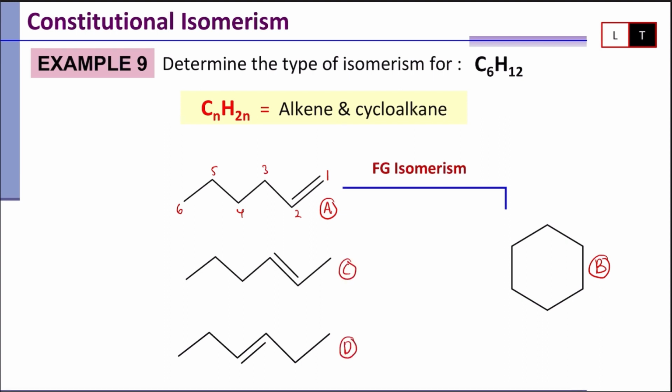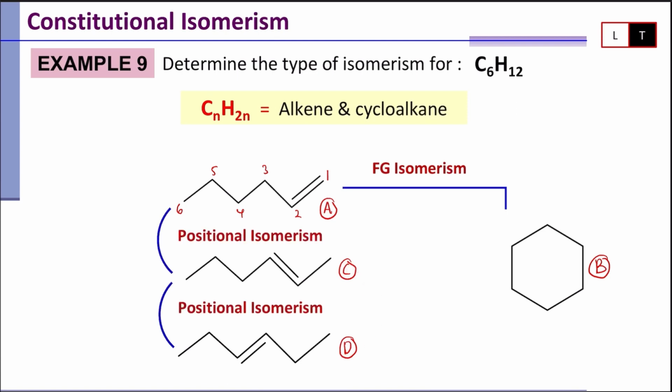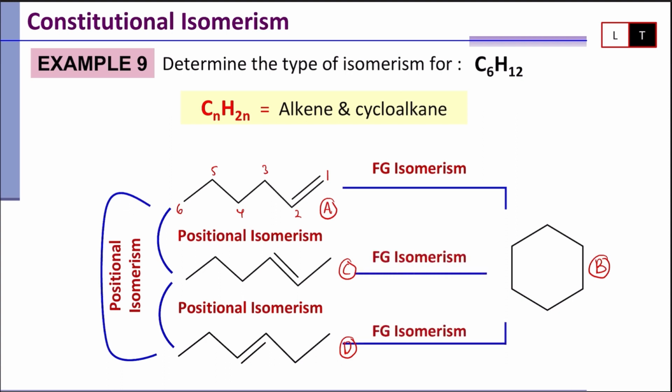So, between A with C, C with D, awak buat positional isomerism, sebab awak ubah the position of functional group at another carbon atom. Same goes between A dan D, awak juga buat positional isomerism. Memandangkan A boleh buat functional group isomerism with B, of course C dan D juga boleh buat functional group isomerism with B. So, ini adalah contoh kita relate 3 structural isomerism dalam satu example.